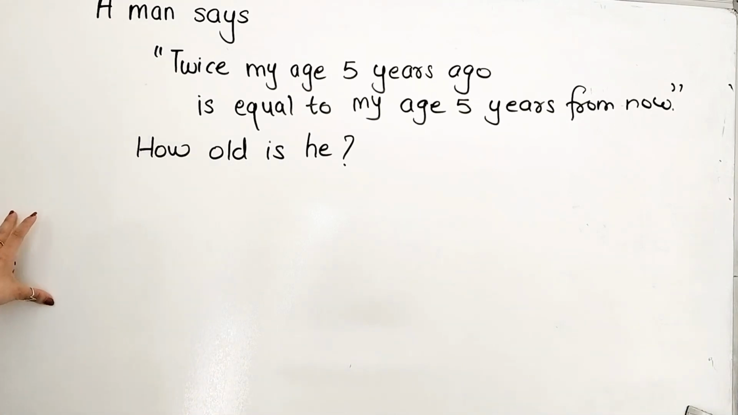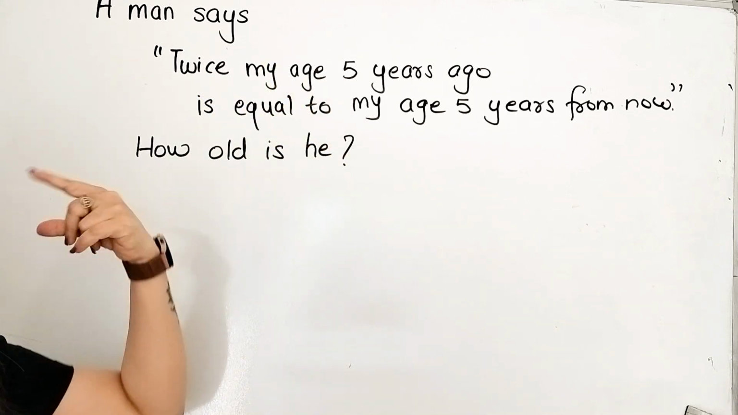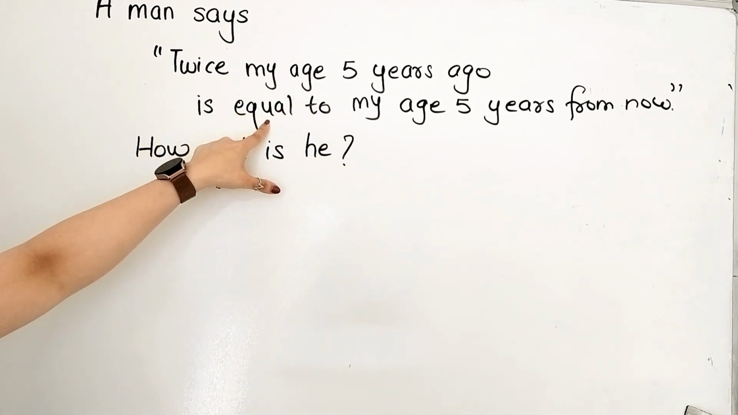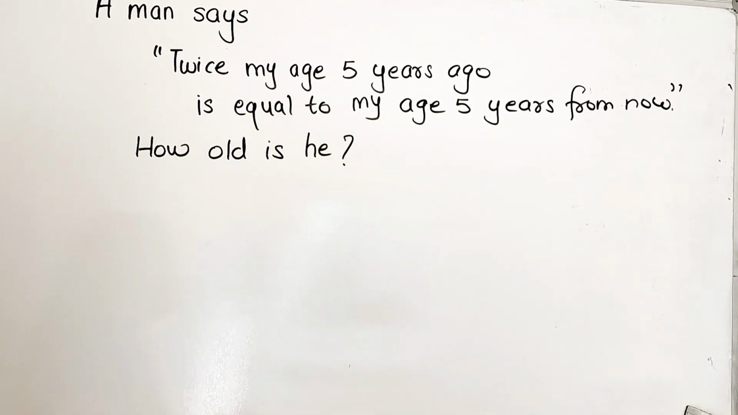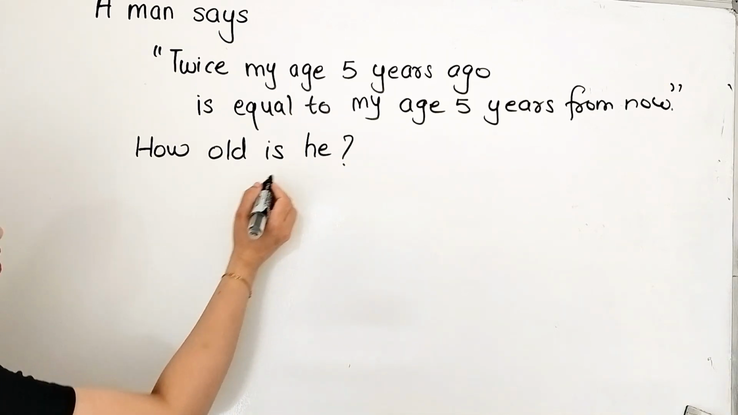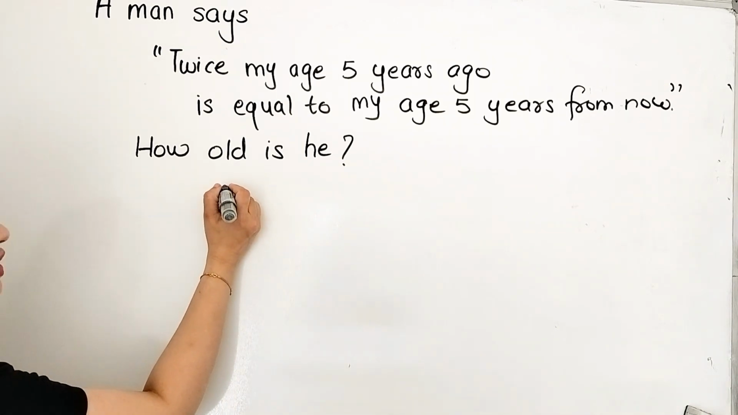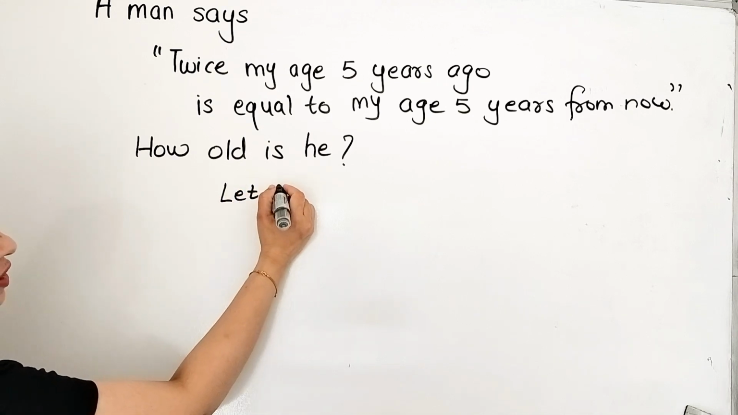Here we have a question. A man says twice my age 5 years ago is equal to my age 5 years from now. So we need to find how old he is now. So let's say his present age is x.